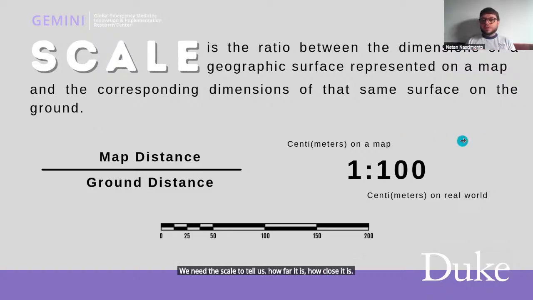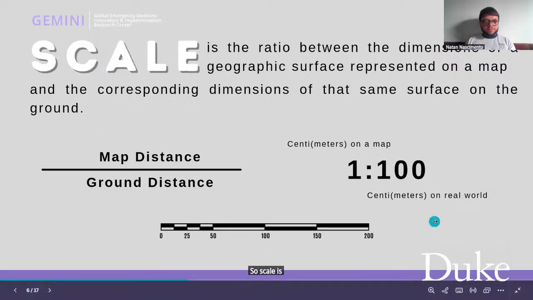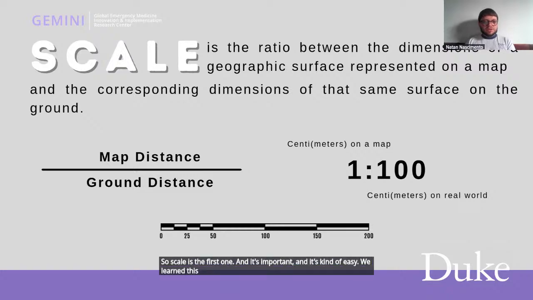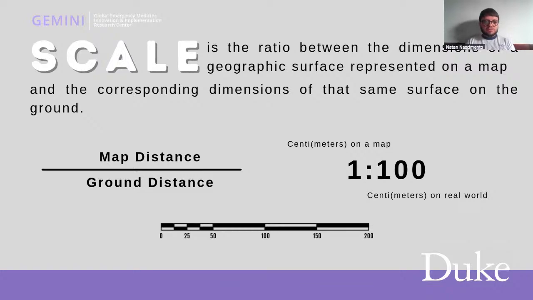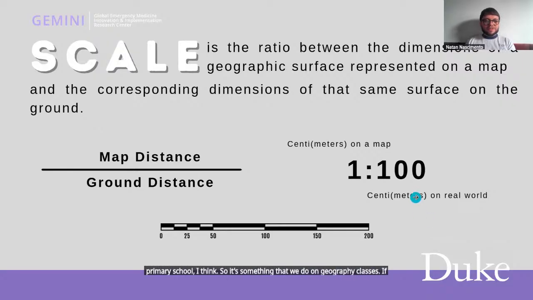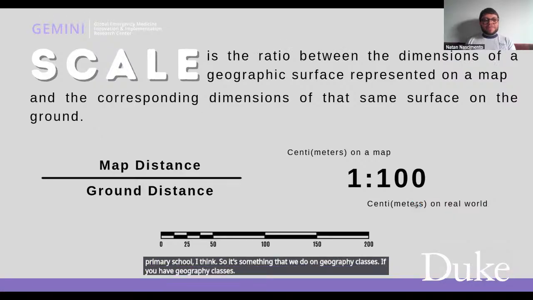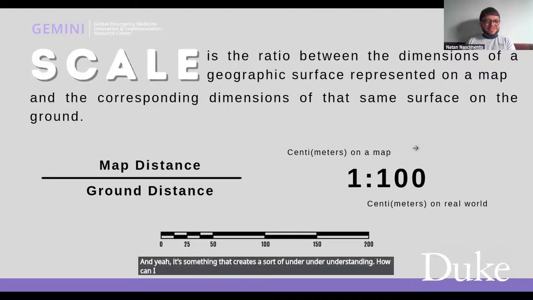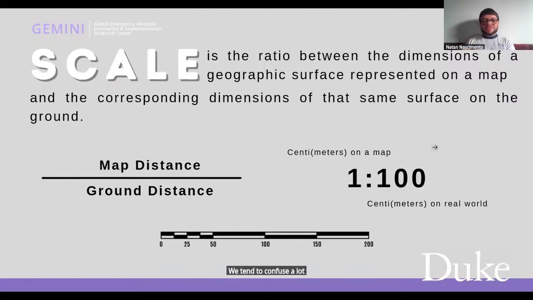So scale is the first one, and it's important and it's kind of easy. We learned this in primary school, I think. So it's something that we do in geography classes, if you have geography classes. And yeah, it's something that creates a sort of understanding. How can I say this? We tend to confuse a lot. So a small scale, larger view, large scale, small view.